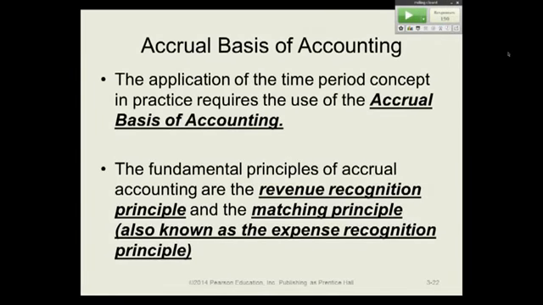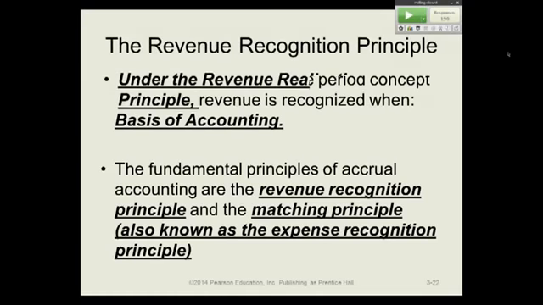Now, when we look at the accrual basis of accounting, which we touched on in the first learning objective, the accrual basis means that we recognize revenue when it is earned and expenses when they are incurred. We recognize revenue under the revenue recognition principle, and we recognize expenses under the expense recognition principle, sometimes known as the matching concept. We'll show you what that means in just a second.